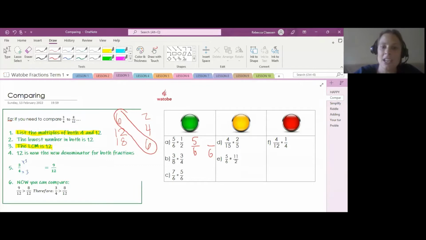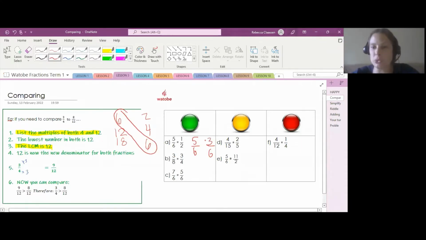Excellent. And what you do at the bottom, you do at the top. So it's 3 times 1 is 3. Okay, so remember the golden rule. What you do to the bottom, you have to do to the top. All right, and now I can compare. And 5 over 6 is bigger than 3 over 6.